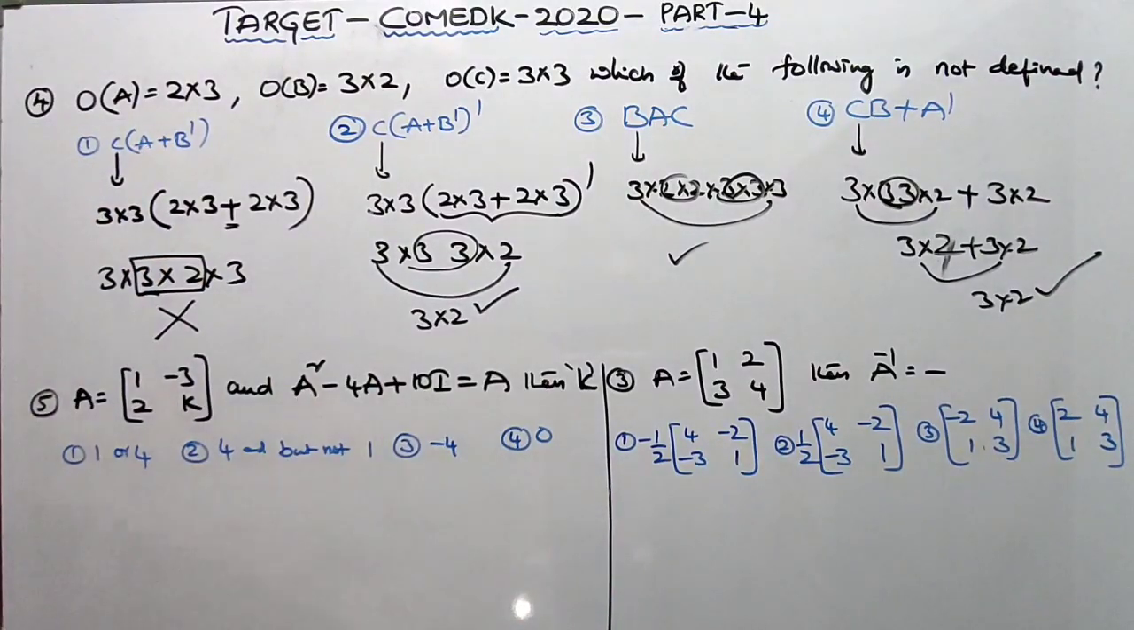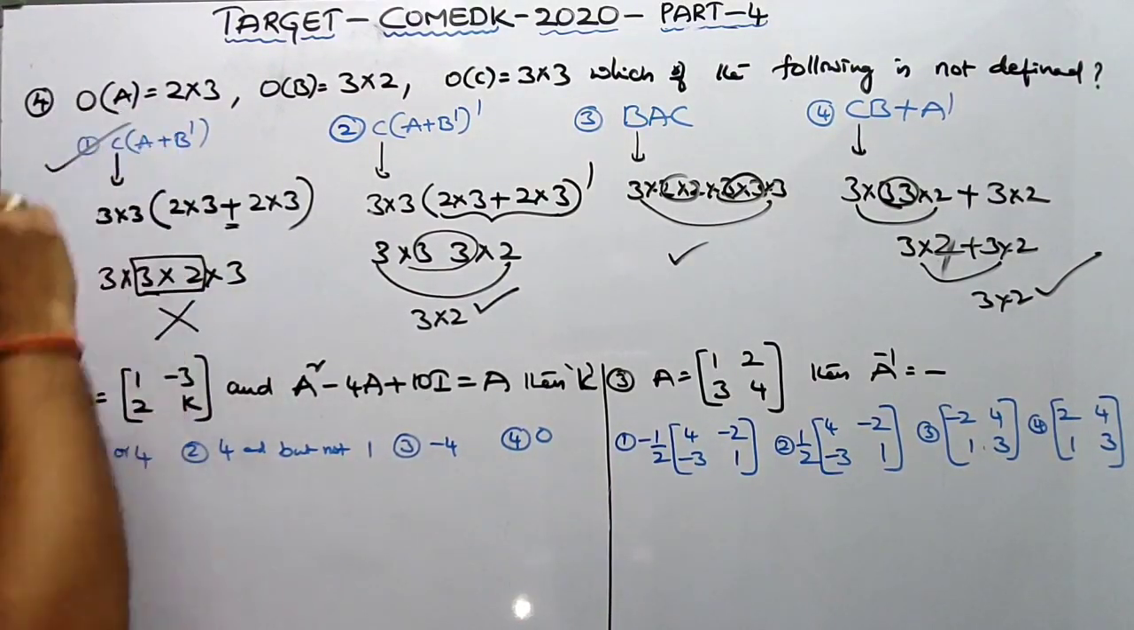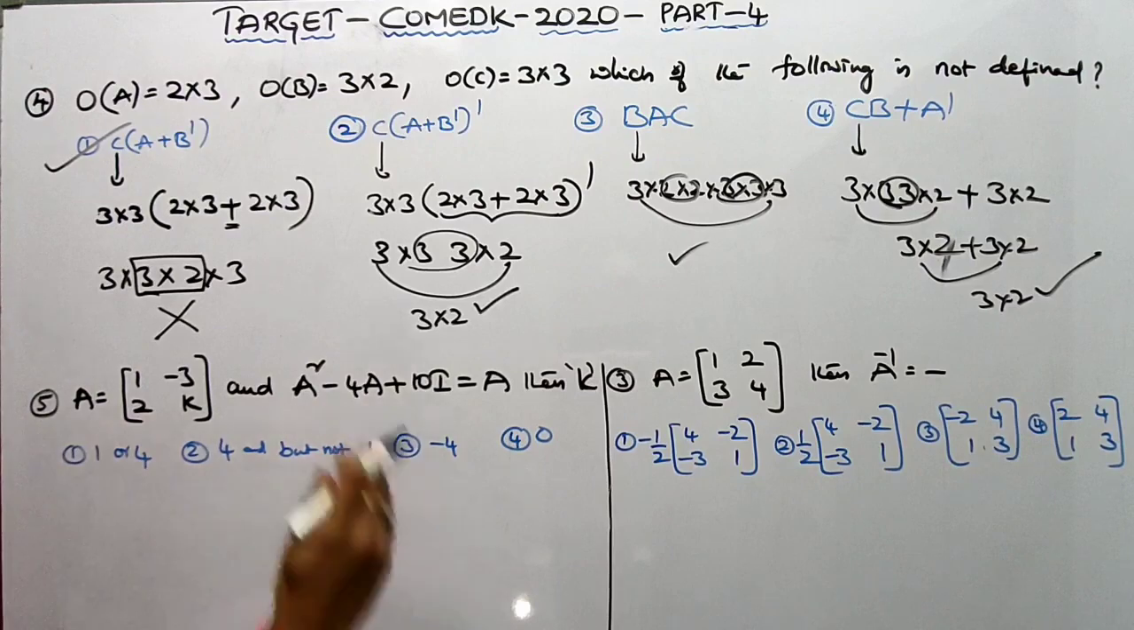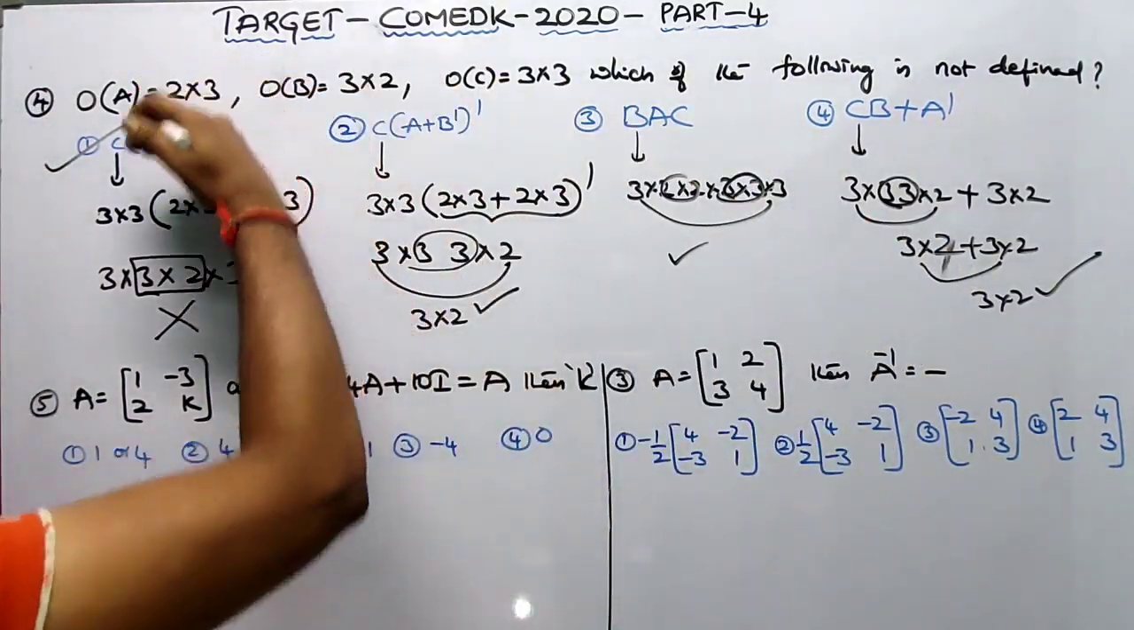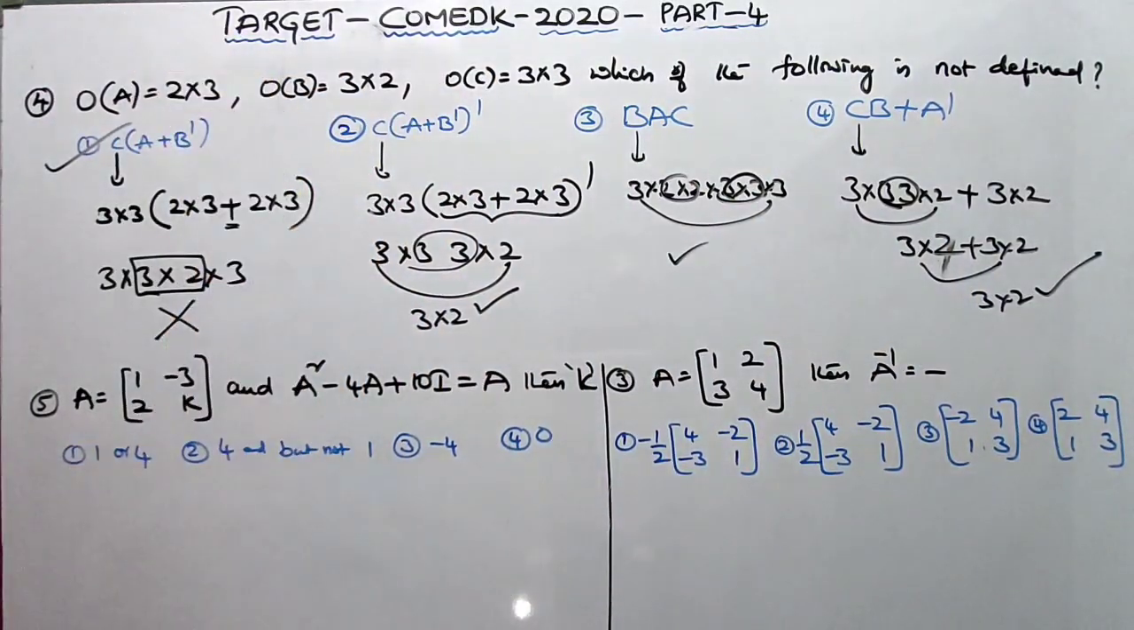So which is not possible, friends? This is not possible. So option 1 is the correct answer. I just discussed it simply, friends. Actually, whenever it is not possible, you can tick the answer directly, because only one of the options fails, which is the one given as not defined.